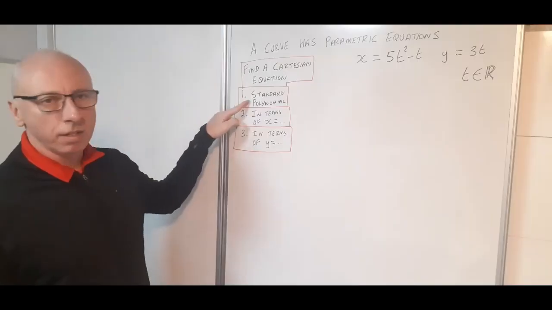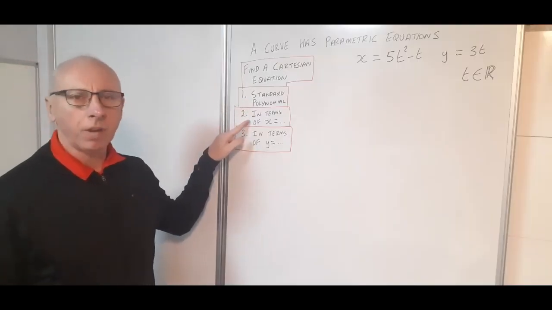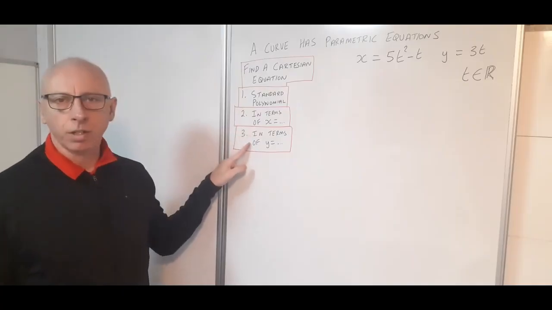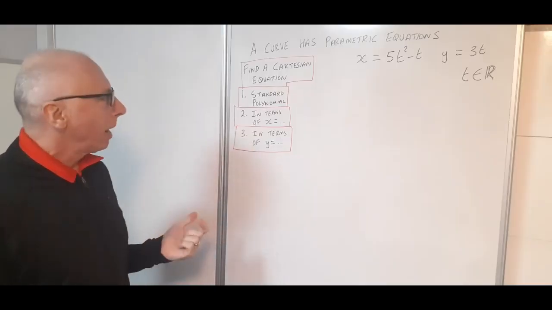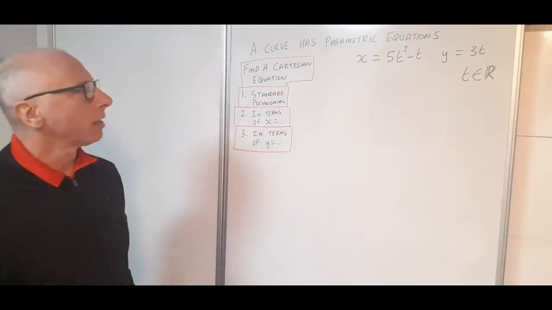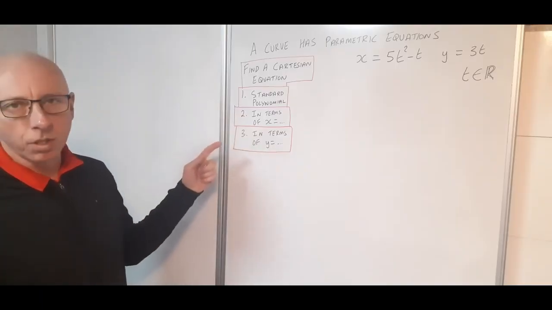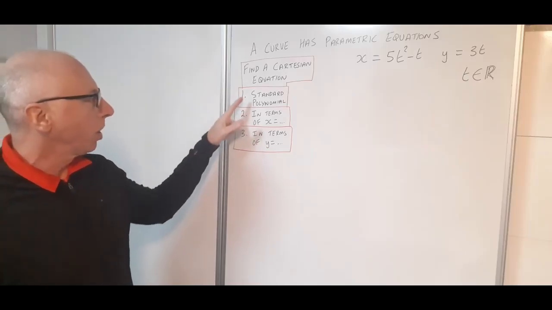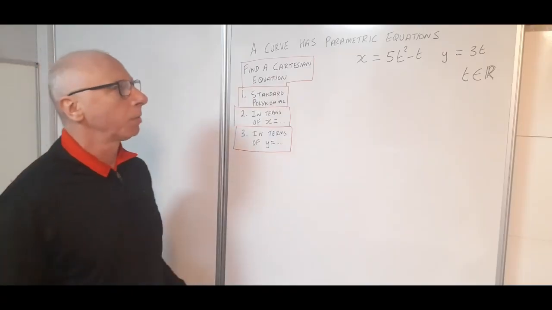Number one is a standard polynomial. Number two is an equation in terms of x. And the third one is an equation in terms of y. So how do we go about this with the three different formats? Well, first one, we could get one in terms of x and the polynomial. These two will come together. So you'll see why when I have a go in a moment.